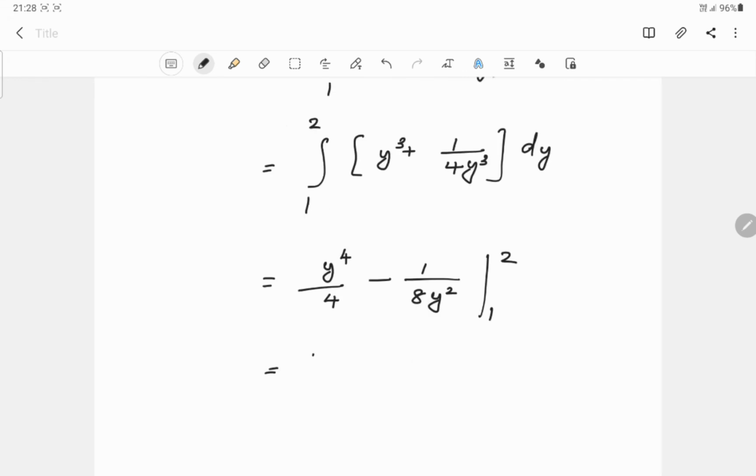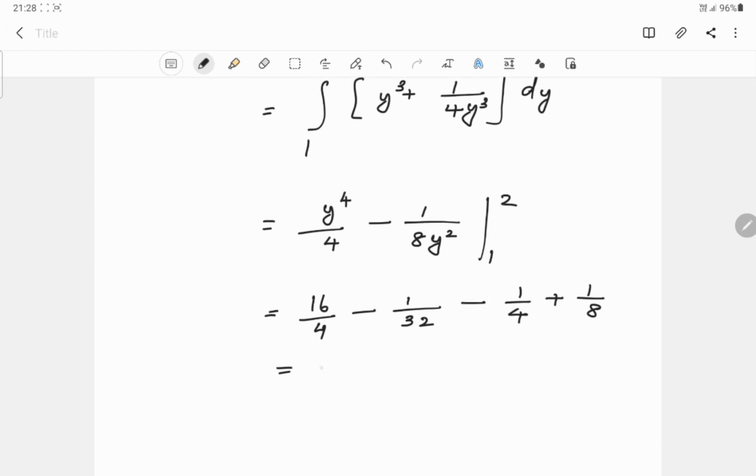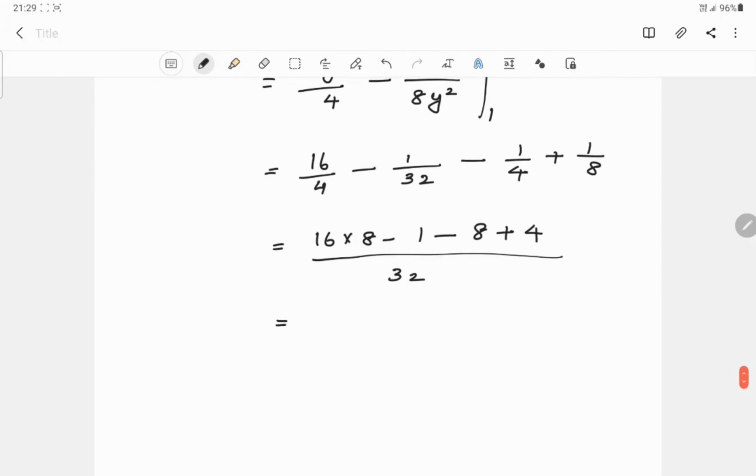We have 2 raised to 4, 16 by 4, minus 1 by 8 times 4, 32 minus 1 by 4 plus 1 by 8, that's equal to (16 times 8 minus 1 minus 8 plus 4) the whole divided by 32. 128 minus 1 minus 8 plus 4 by 32, that's equal to 123 by 32. Thank you.